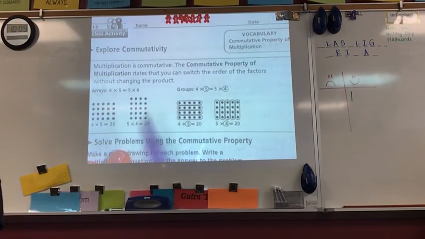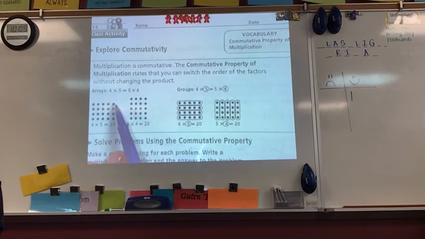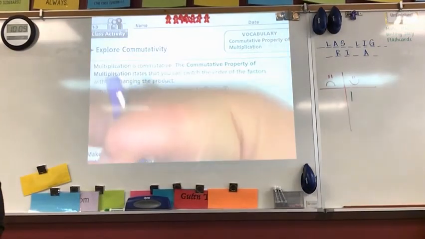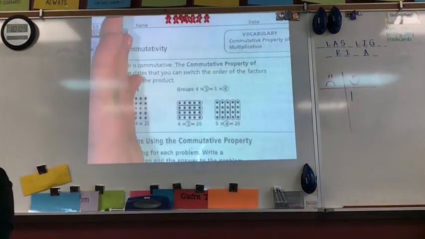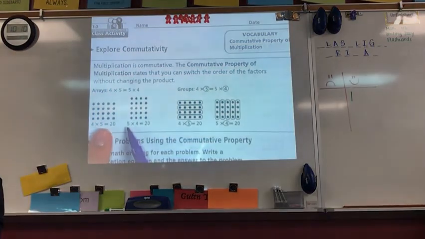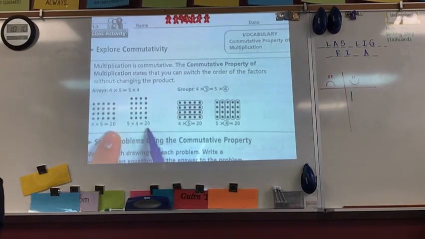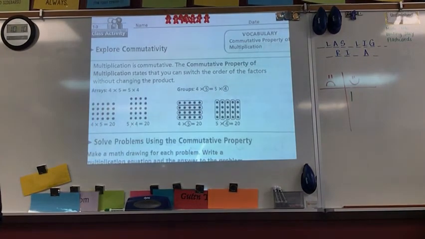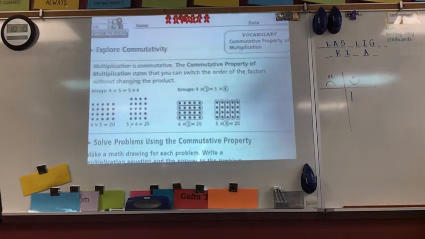For example, this 4 by 5 array has 20 dots in it. If they take that array and they flip it, they rotate it into a 5 by 4 array, because my factors are still 4 and 5, no matter what order they're in, my product or total is still 20. We're going to do one practice problem like this.